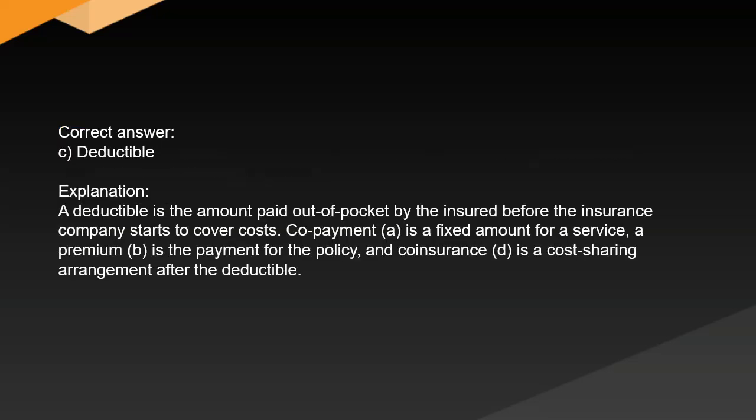Correct answer. C. Deductible. Explanation. A deductible is the amount paid out of pocket by the insured before the insurance company starts to cover costs. Copayment (A) is a fixed amount for a service. A premium (B) is the payment for the policy. And coinsurance (D) is a cost-sharing arrangement after the deductible.